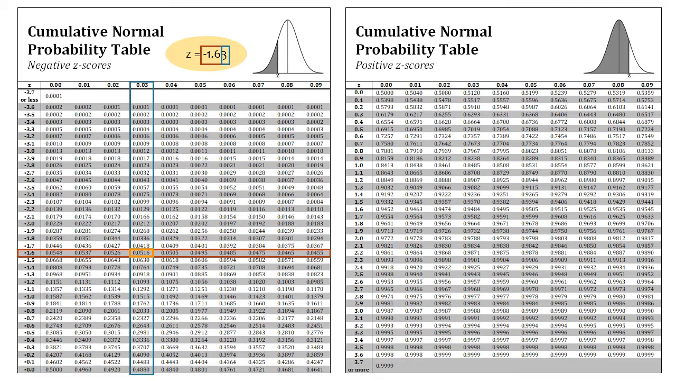Let's look at a similar example using the positive side of this table. Suppose I had a z-score of a positive 0.37. Take a minute and see if you can look up what the value on the table is that's going to correspond to this z-score.